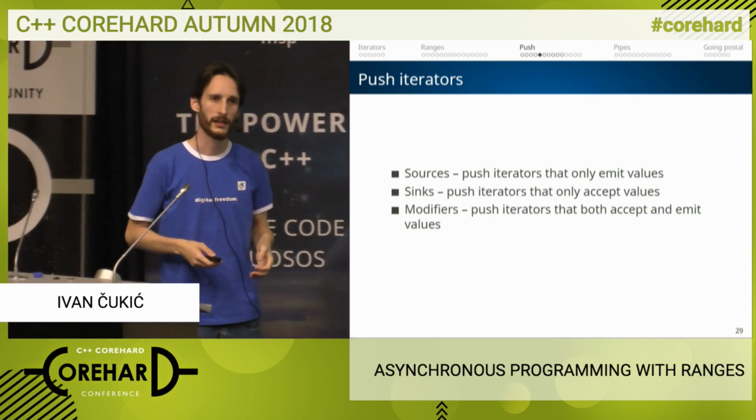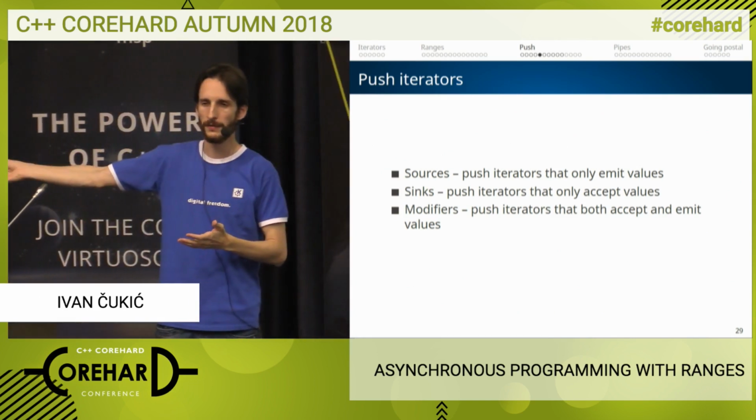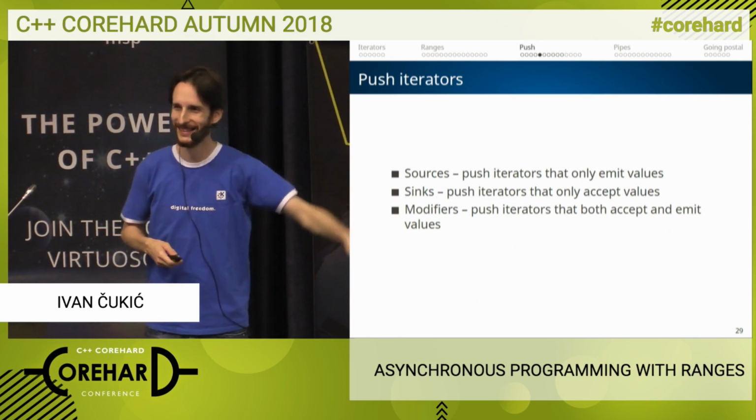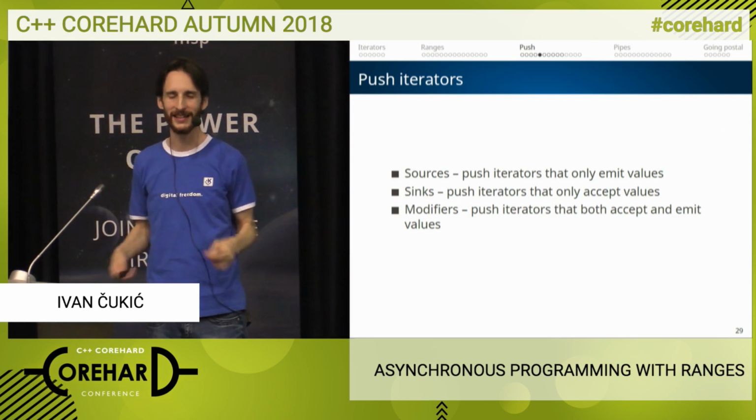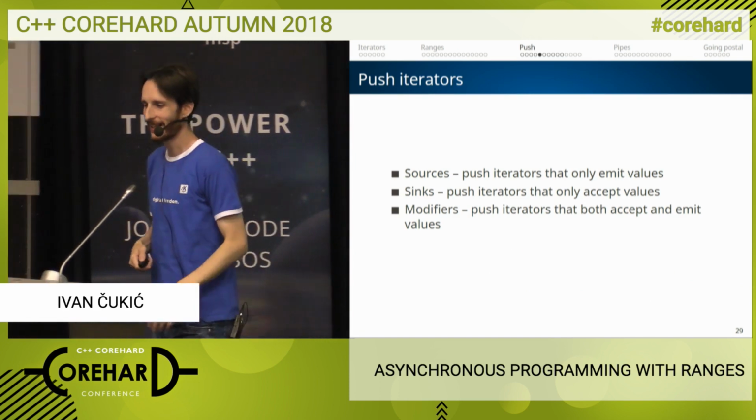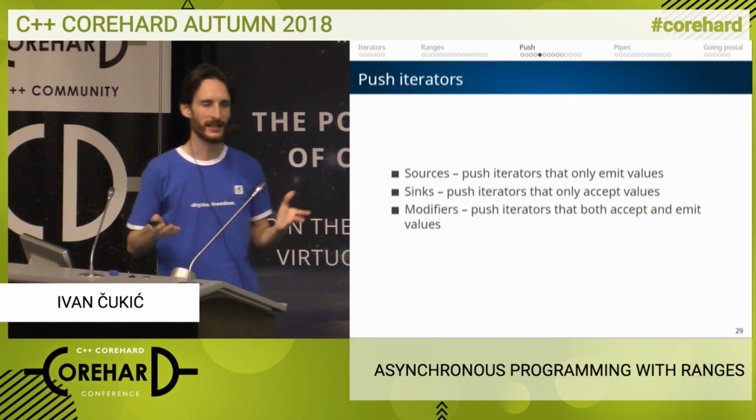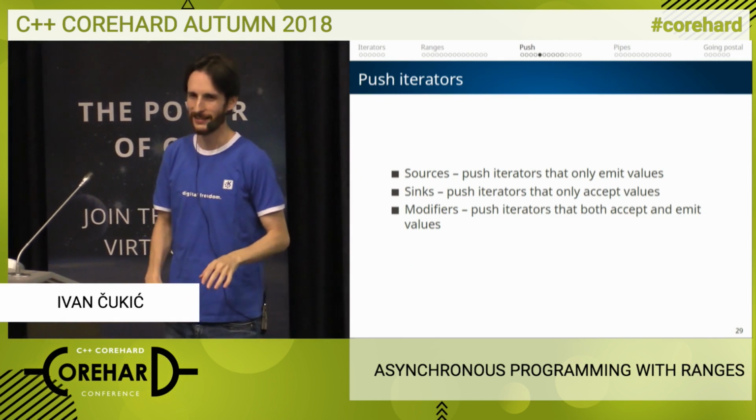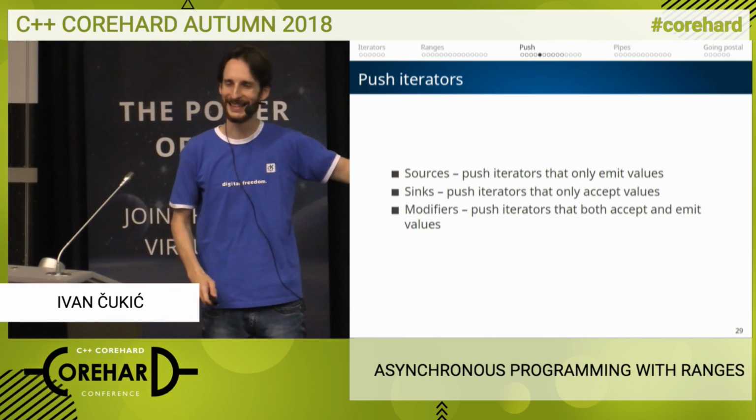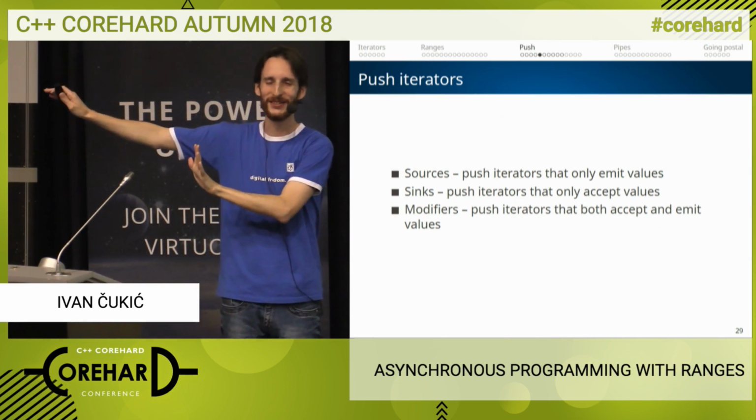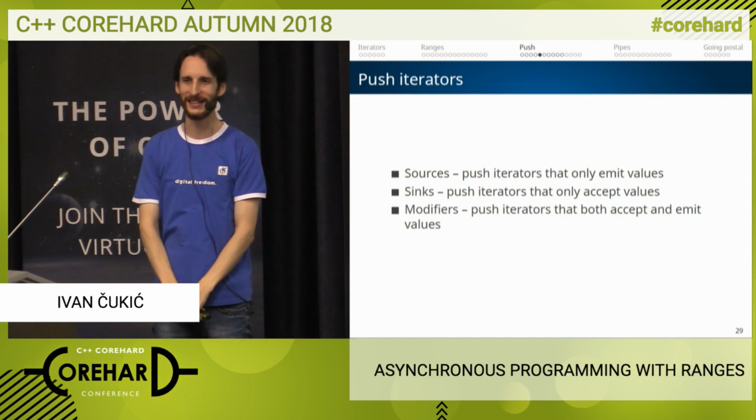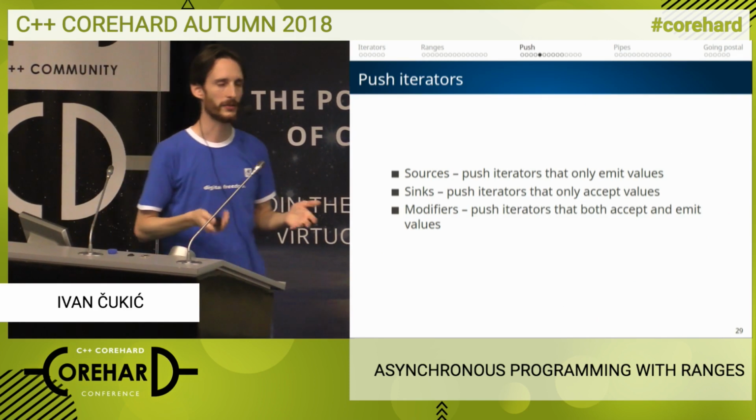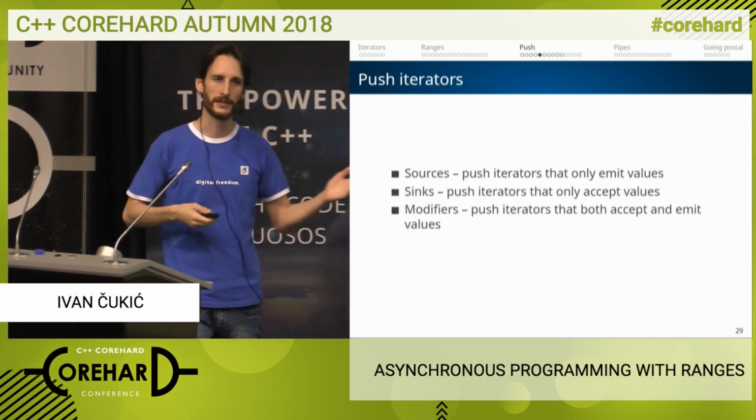We can have sources, which could be iterators that don't accept any value, but just emit, like politicians, right? So just put a politician in front of the screen and it starts. The next is a sink, an iterator that just listens to the values and doesn't speak. That's like a policeman or something like that. You're going to talk, and the policeman is just going to listen and nod. And obviously, you have the normal iterators, which is a normal transformation, something that both receives and sends values on.